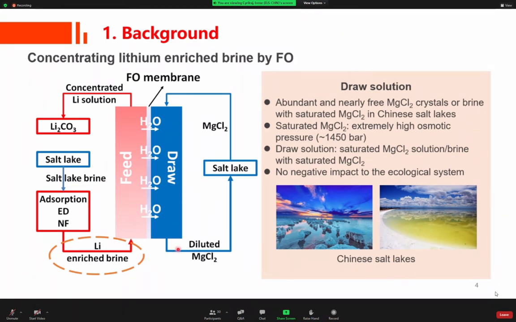After FO, the diluted draw solution can be directly discharged to the system to regain the osmotic power. There isn't any negative impact to the ecological system in the FO process. So this is a very good application for FO.